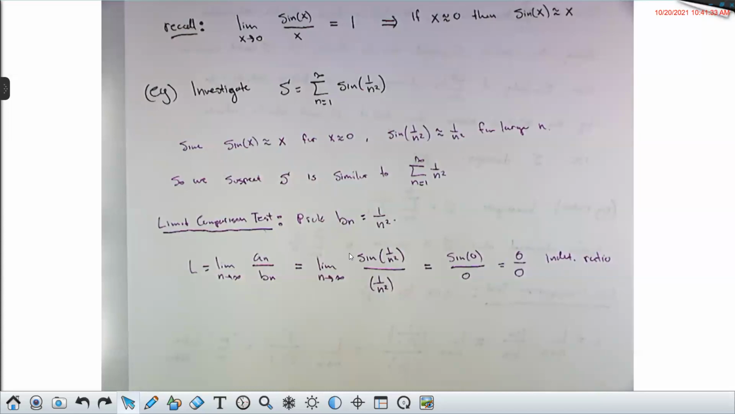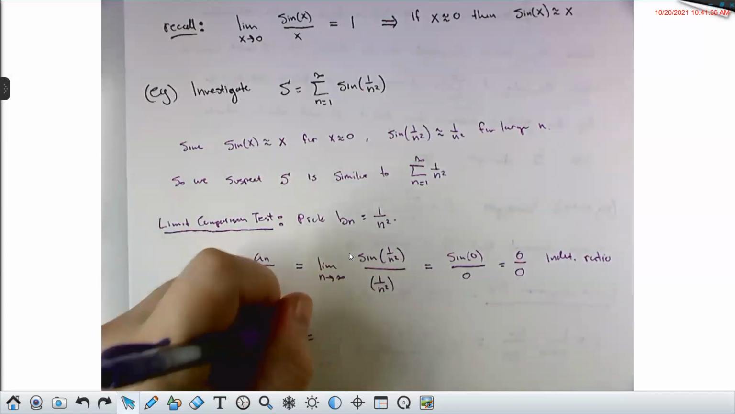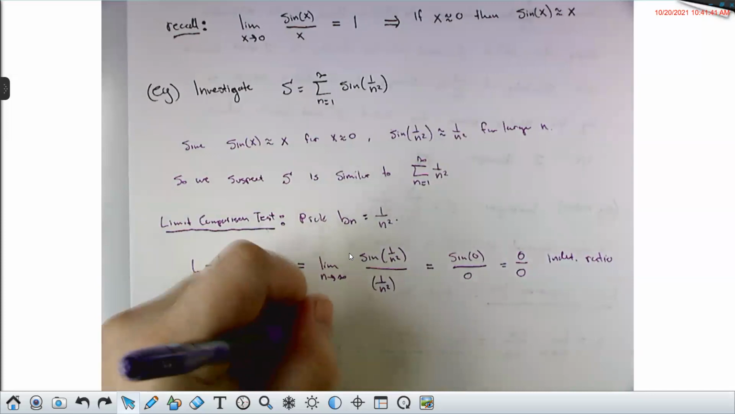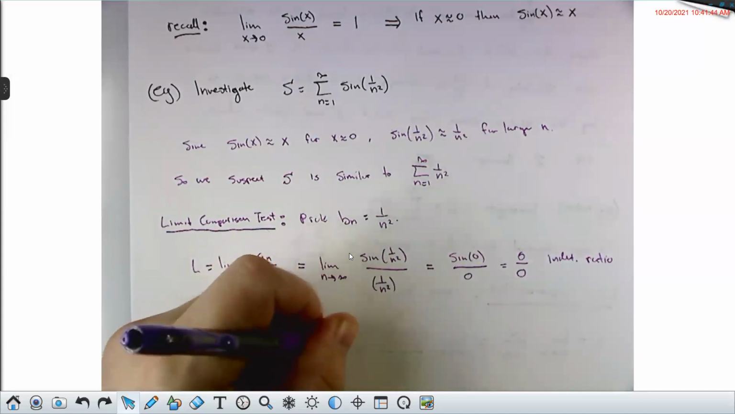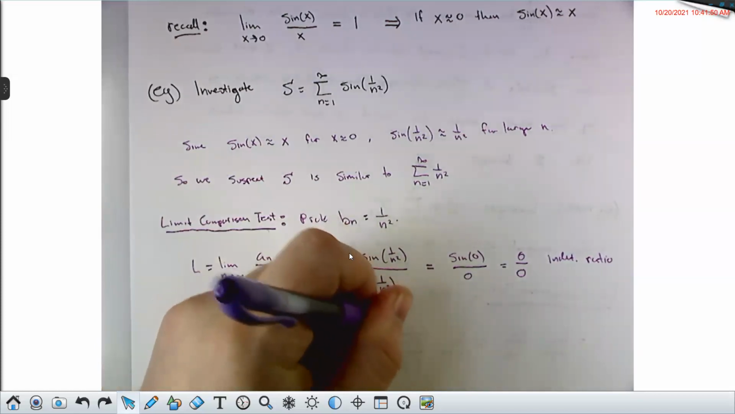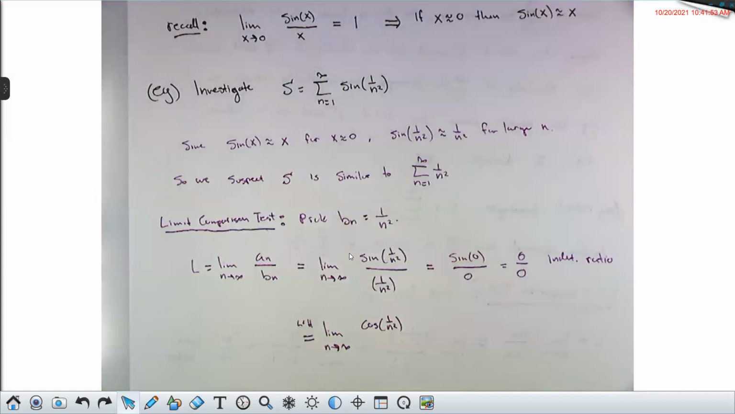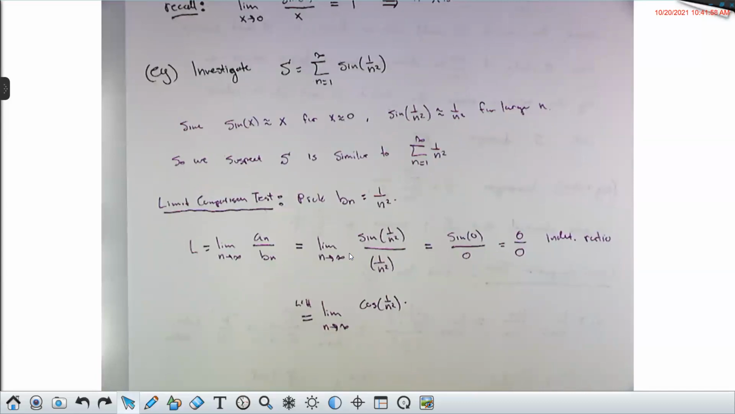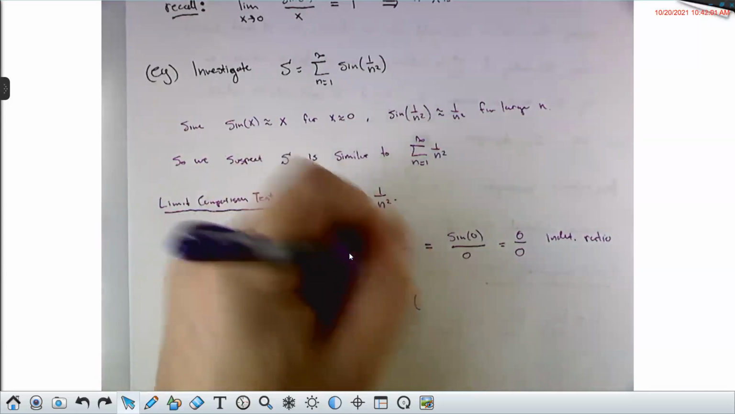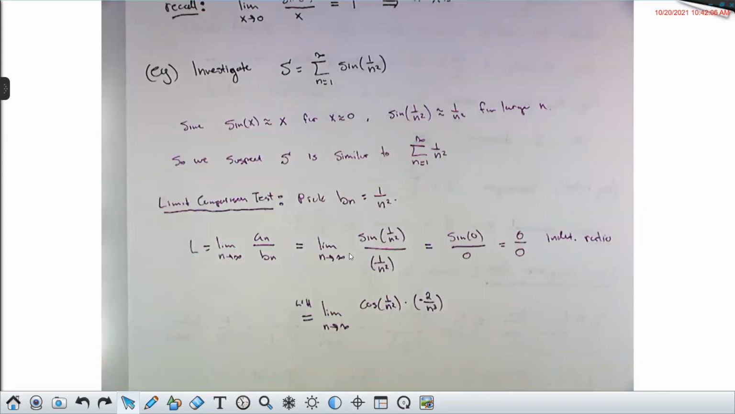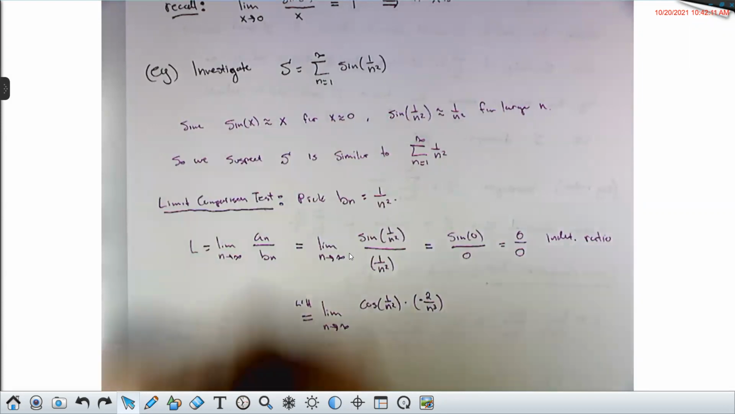So by L'Hopital's rule, and here we really do need L'Hopital's rule, I have the limit as n goes to infinity. The derivative of the top is the cosine of 1 over n squared. And then by the chain rule, I need to multiply by the derivative of 1 over n squared. The derivative of 1 over n squared is negative 2 over n cubed. Right? I'm differentiating n to the negative 2. So that's negative 2 n to the negative 3.